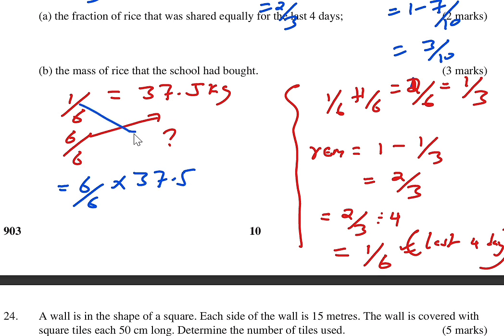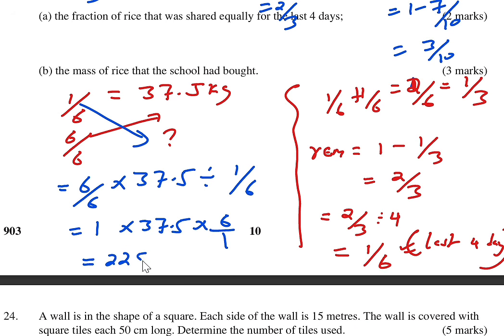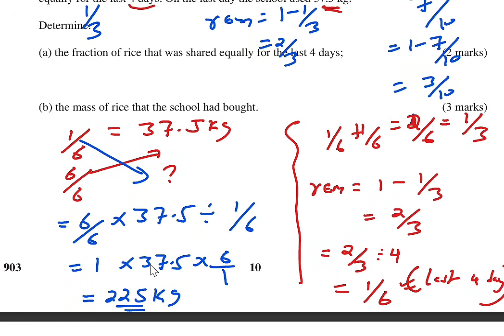The one going down becomes divide by 1 over 6. So 6 over 6 is 1, times 7.5. This division I change to multiplication and flip this one, so it becomes 6 over 1. Pick a calculator: 7.5 times 6, you can see it is 225 kilograms. So the school had bought 225 kilograms of rice. That is the answer to part B, and we score those 3 marks.